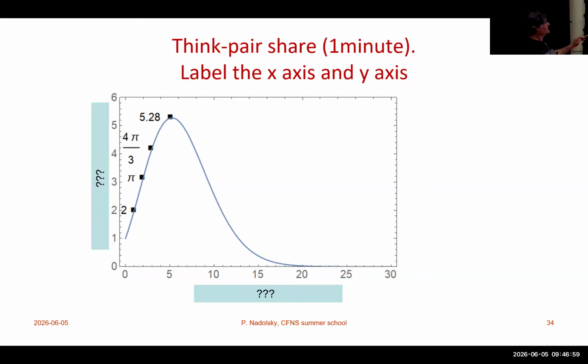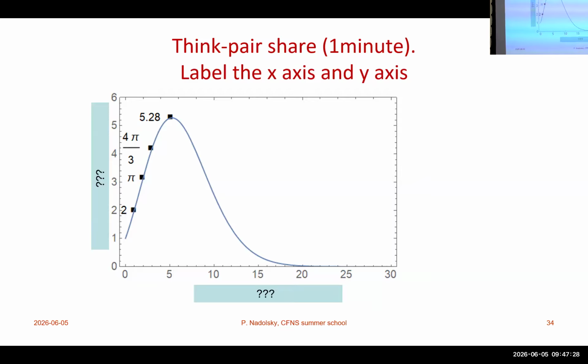And so these are the values this function takes at the parameter x. So for parameters 1, 2, 3, and 4, the values of this function are equal to 2, pi, 4 pi over 3, and 528. Okay. So then what is this function?